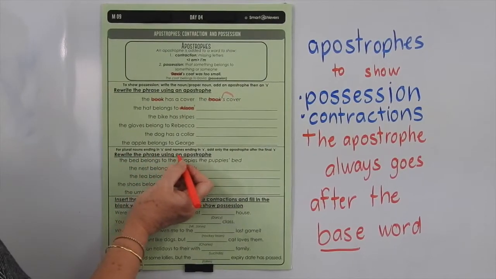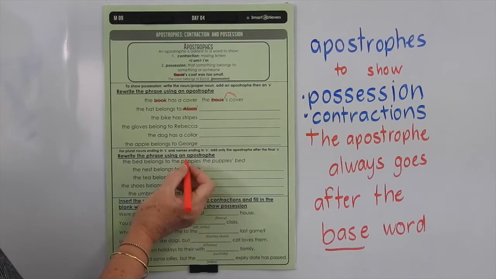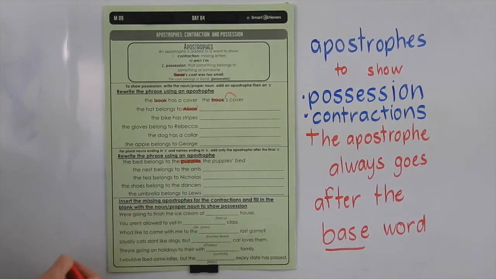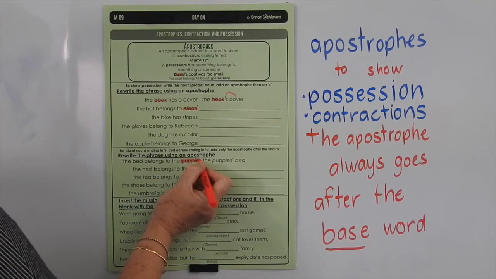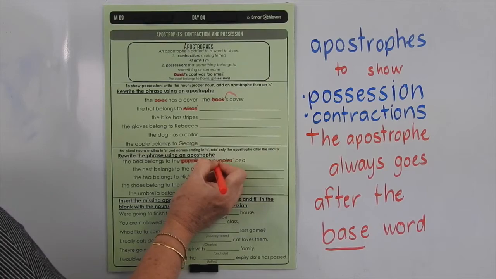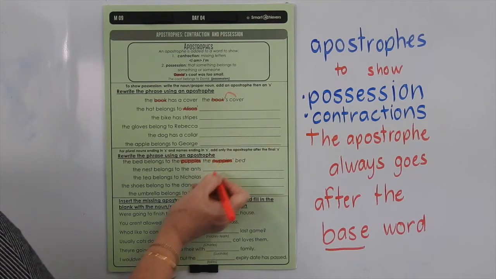So rewrite the phrase using an apostrophe. The bed belongs to the puppies. So here we know there are lots of puppies. There's more than one, so we have to write puppies in plural form. Now because puppies ends with an S, we're just going to put the apostrophe after that plural form, puppies. That's the base word, puppies.